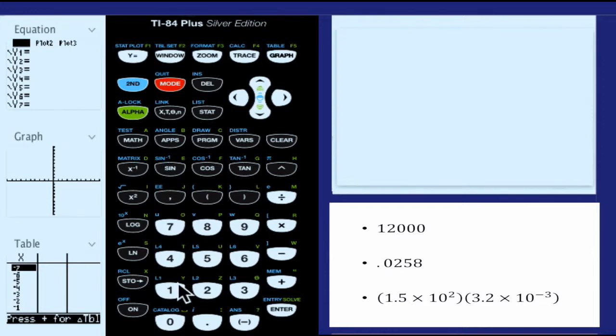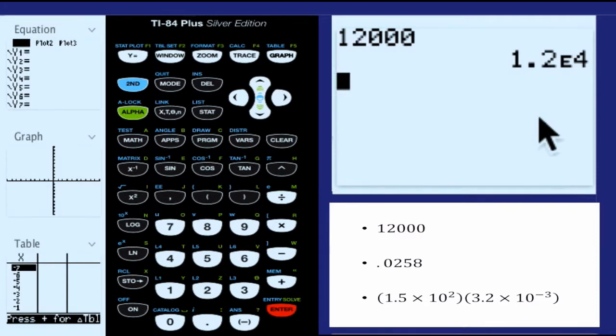We're going to start off with 12,000. So let's type in 12,000: 1, then 2, and then 0, 0, 0. So that's our number. We want to see what it is in scientific notation. We just press enter. For the calculator, remember that scientific notation has to be one non-zero digit between 1 and 9 and a decimal point and however many decimal places after that. For the calculator, this letter E means times 10, and then the number after the E is the actual exponent. So this is, in scientific notation, 1.2 times 10 raised to the positive fourth power.